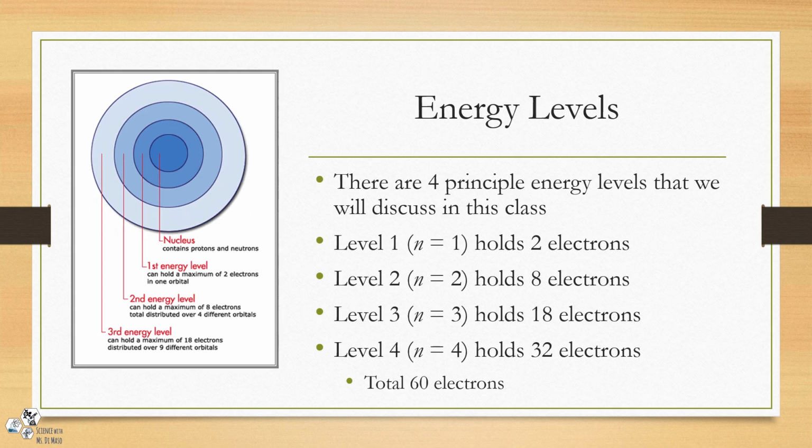So these 4 energy levels that we're going to be discussing: level 1, we sometimes say n equals 1, holds 2 electrons. The second energy level can hold 8. Level 3 can hold 18. And level 4 can hold 32. Now, how exactly is that broken down? Where are these electrons inside this energy level, and how do we know that they can hold this many electrons?